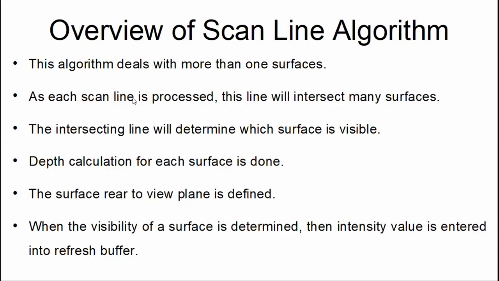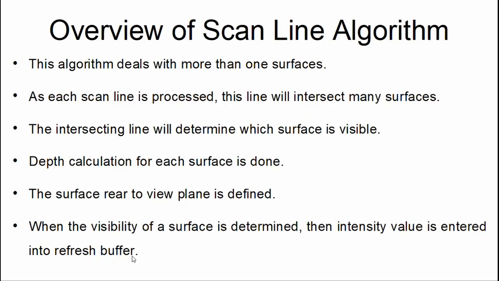Now, as each scan line is processed, this line will intersect many surfaces. Just now we have seen it. It will intersect the polygons. The intersecting line will determine which surface is visible. Depth calculation for each surface is done. The surface rear to the view plane is defined, and when the visibility of a surface is determined, then the intensity value is entered into the refresh buffer.